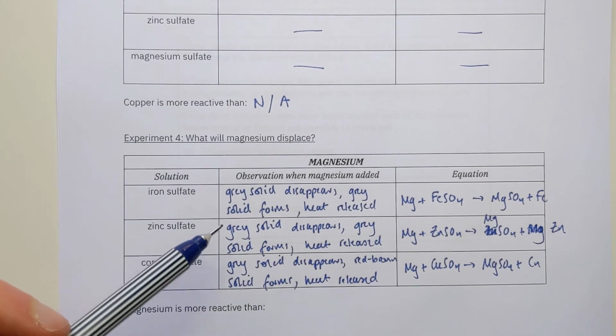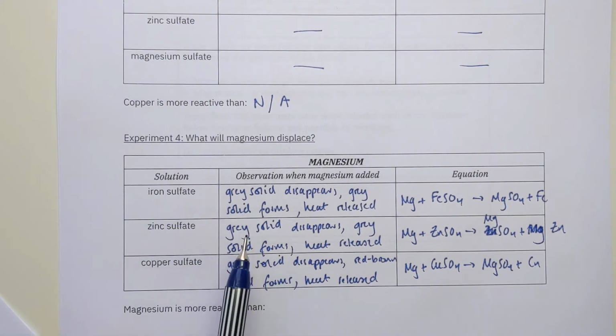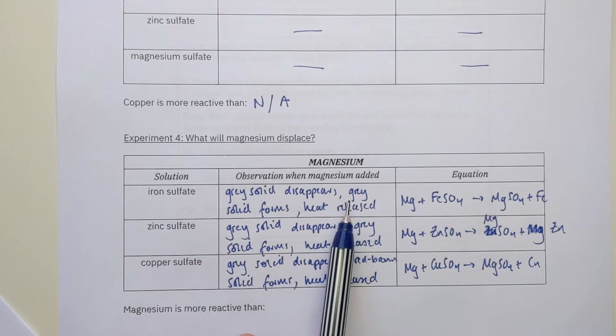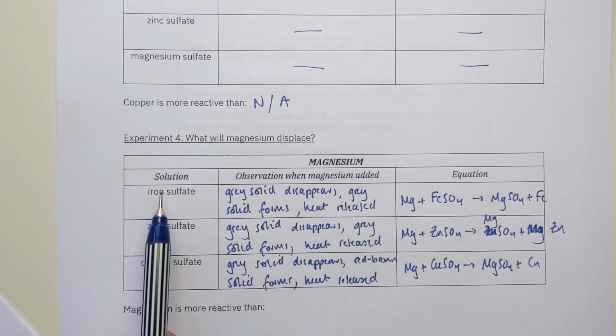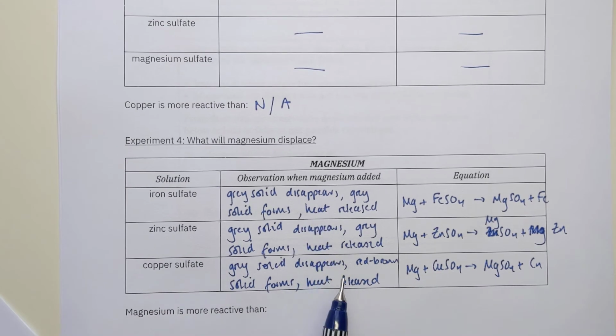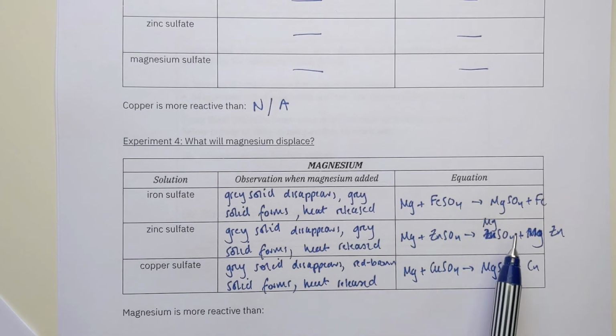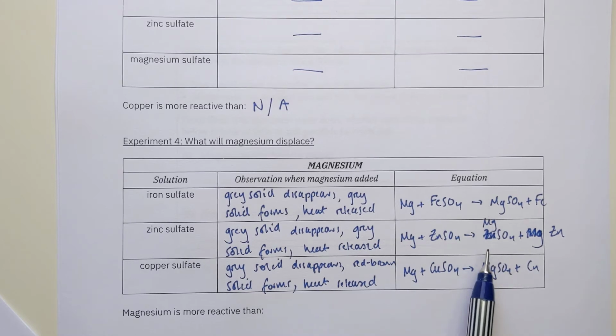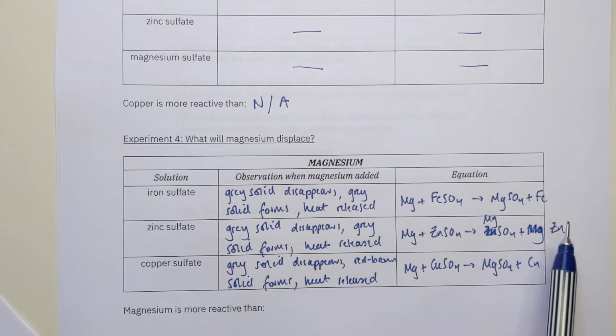So we've got these observations. In each case, the grey solid disappears and we'll get an observation for a solid appearing depending on what that is. So iron is grey, zinc is grey, copper is red-brown. In each case, heat is released as well. And we've got our three similar looking equations. In each case, you're forming the magnesium sulfate because it's taking the sulfate away from the other metal, and we're releasing or displacing the less reactive metal.